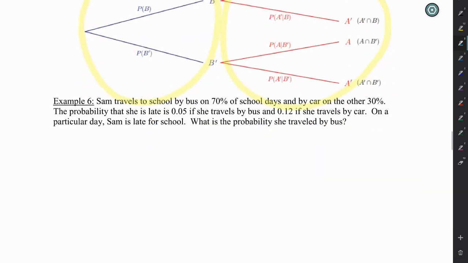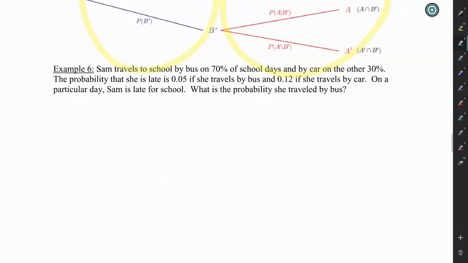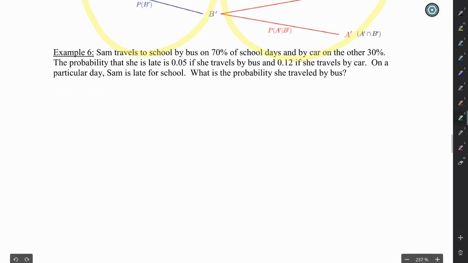So in the problem, here's what happens. Sam travels to school by bus on 70% of school days and by car on the other 30%. The probability that she is late is 0.05 if she travels by bus and 0.12 if she travels by car. On a particular day, Sam is late for school. What is the probability she traveled by bus?